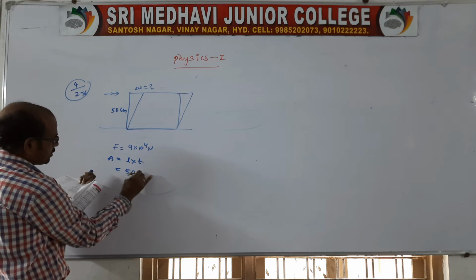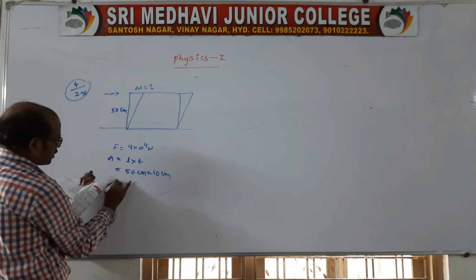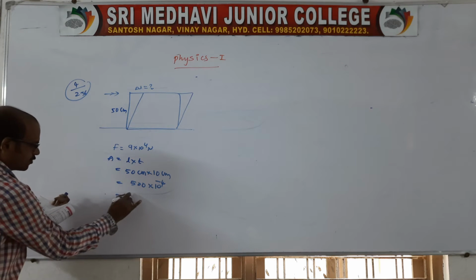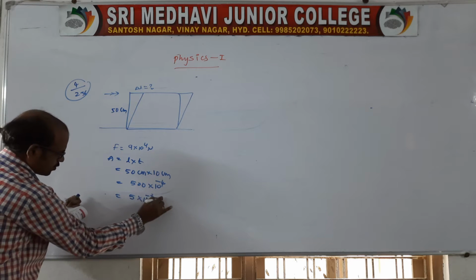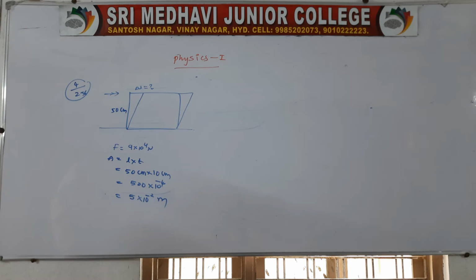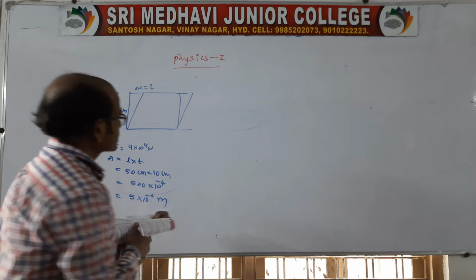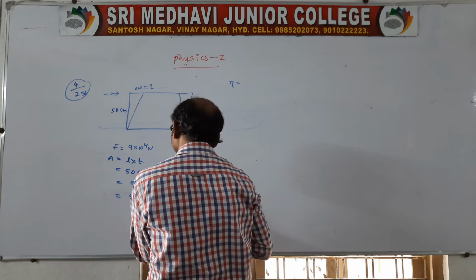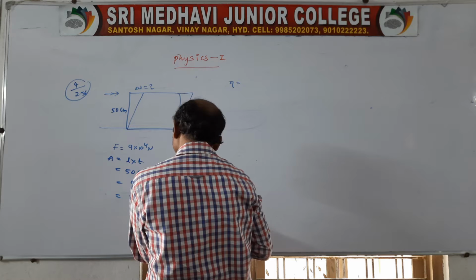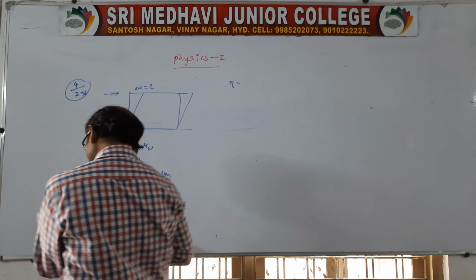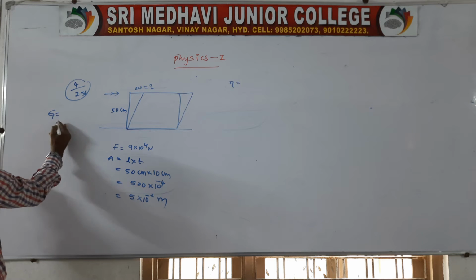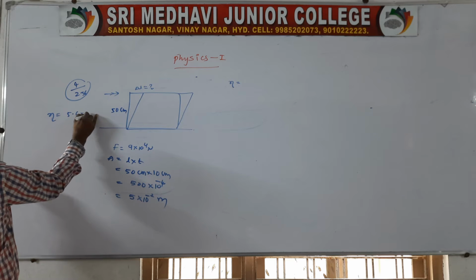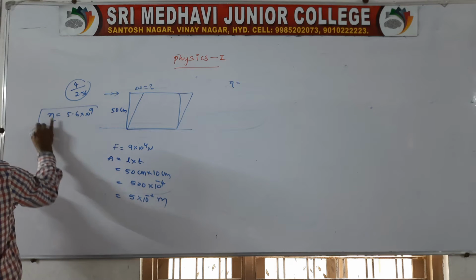So it is 50 centimeter into thickness 10 centimeter, approximately 500 into 10 power minus 4, or else 5 into 10 power minus 2, no problem. This will be the area. Now he is asking for displacement. Better you write the shearing modulus, because the shearing modulus is also given. Of course it is not stated in the question, but you note down the capital shearing modulus N as 5.6 into 10 power 9. This is the shearing modulus.